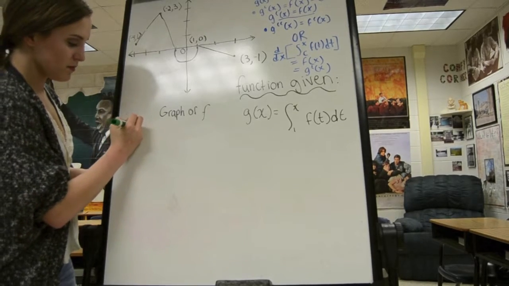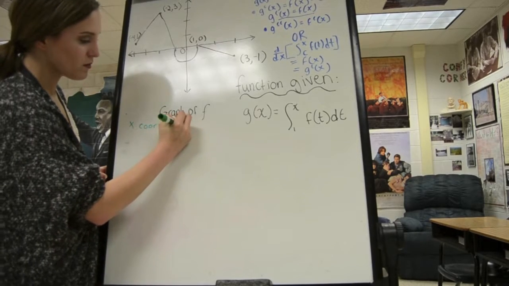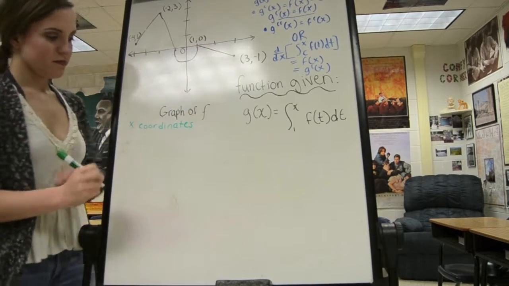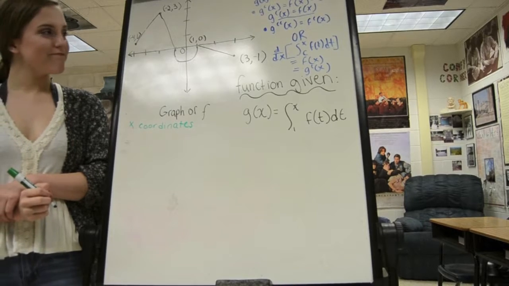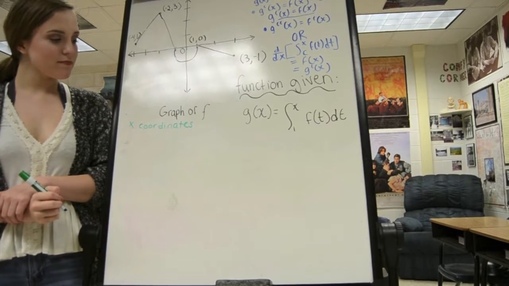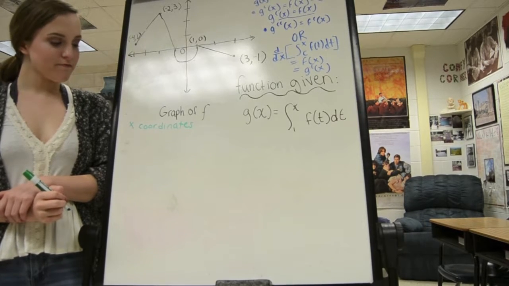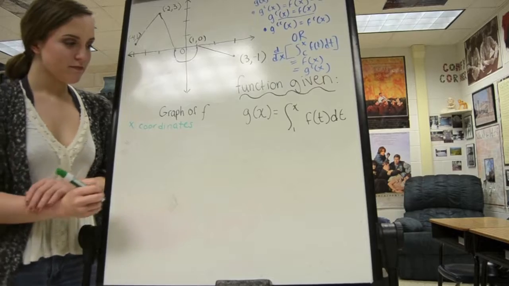Part C asks you to find the x-coordinates of each point at which the graph of g has a horizontal tangent line. For each of these points, it wants you to find if g would have a relative max, min, or neither at the point. Justify your answers. Let's start by taking a look at the first part of the question.